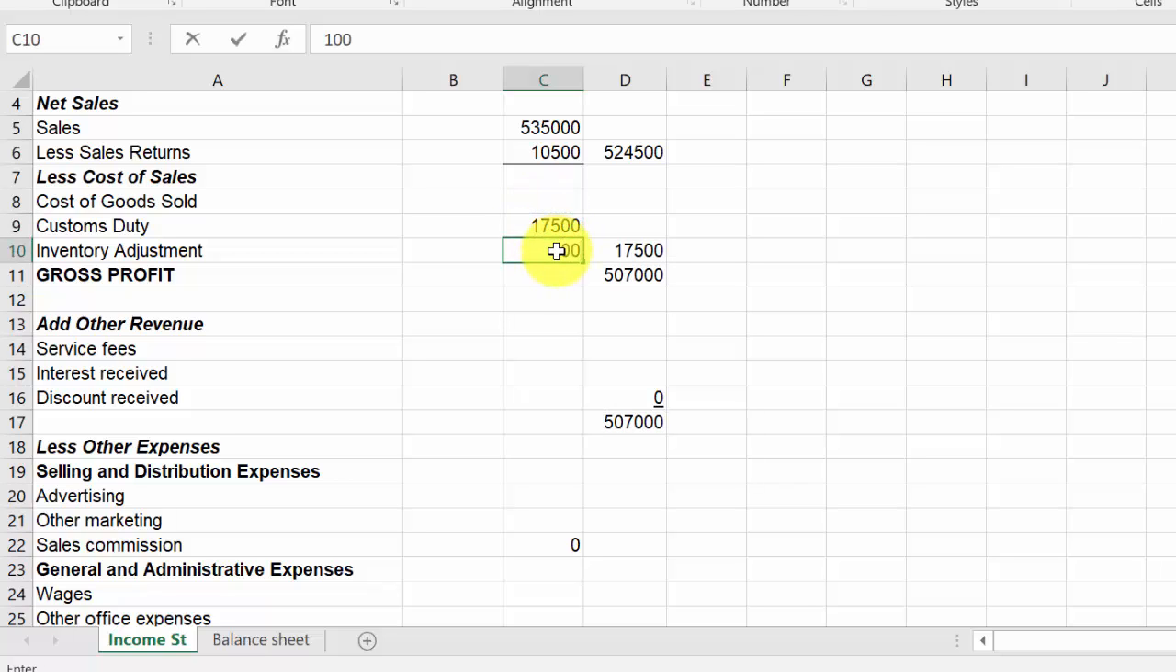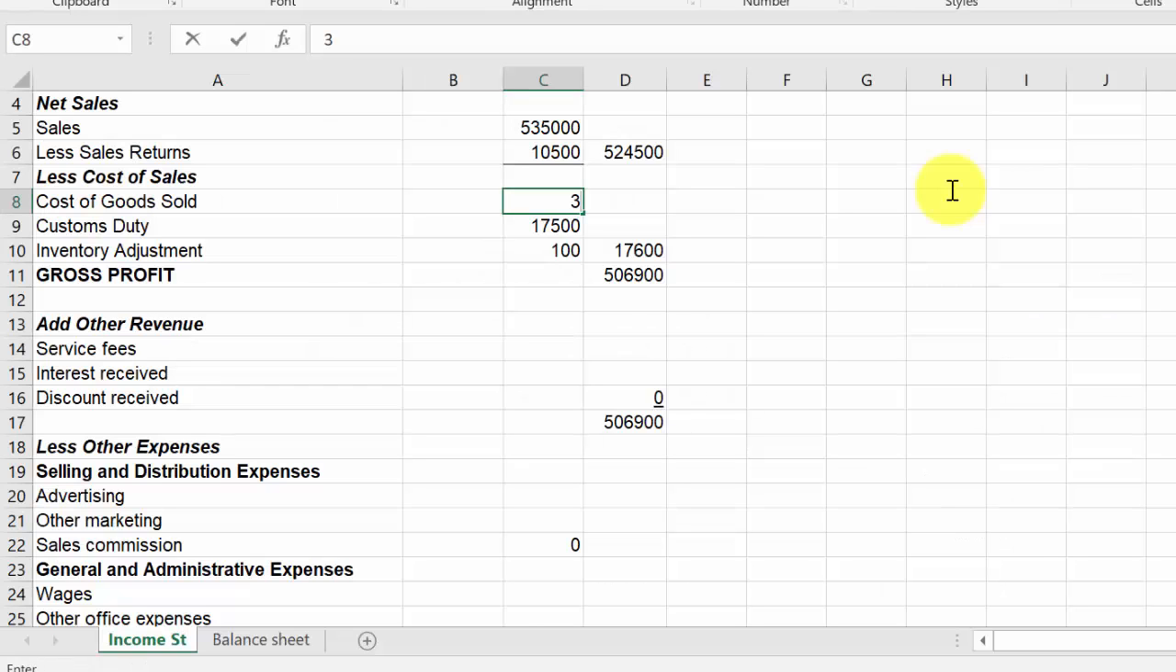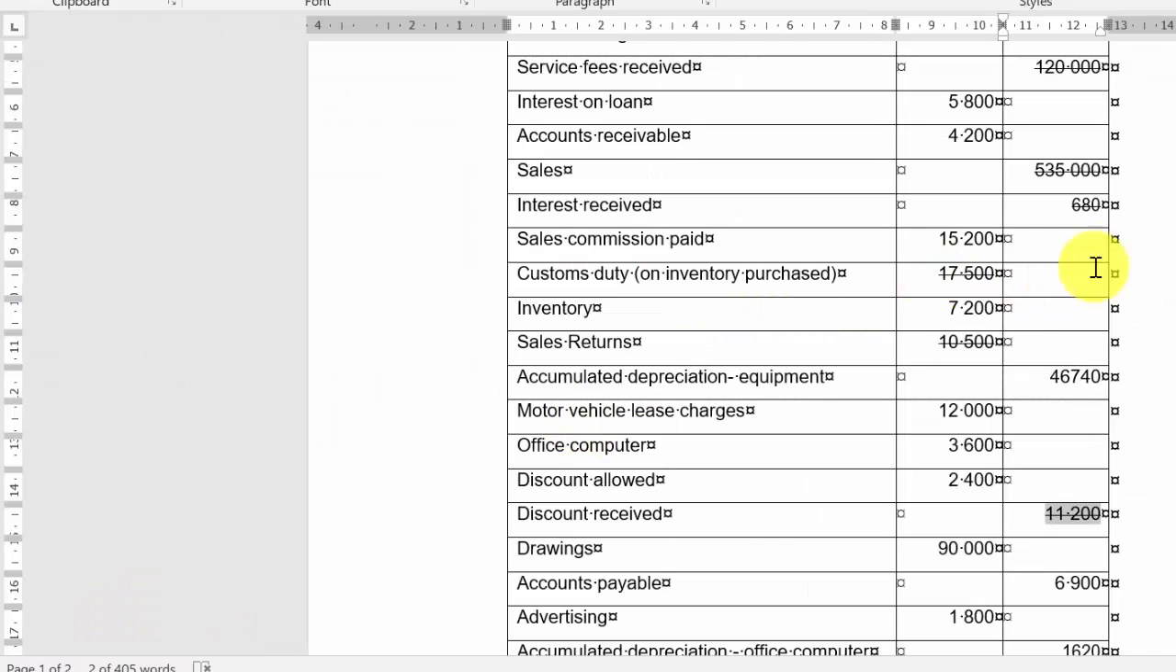The inventory adjustment was $100 from before, and of course I haven't put in the cost of goods sold, so let's go back and do that. The cost of goods sold is 380,000. So the total of those items is 397, and that's taken away from my net sales, giving us a gross profit of this. So I've got to put in now the other operating revenues. Let me just find those.